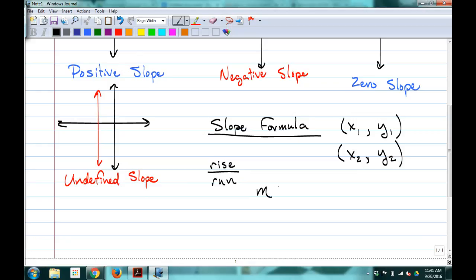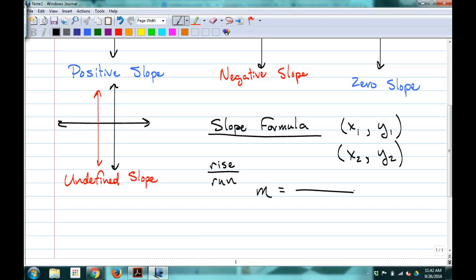Excuse me. M is the letter that we use to talk about slope. When we talk about slope-intercept form, M is the slope. I'm not sure why they picked M and not some other letter. Maybe there's some Greek word that starts with M that means slope. I don't know really why they picked M. But it's stuck, and we're talking about M.